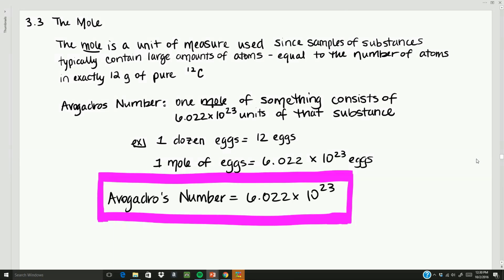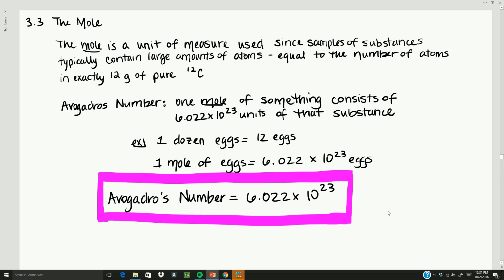Section 3.3 is the mole. So the mole is a unit of measure that we use since samples of substances typically contain a large amount of atoms. So like CO2 is not just one atom. And the mole is equal to the number of atoms in exactly 12 grams of pure carbon-12.